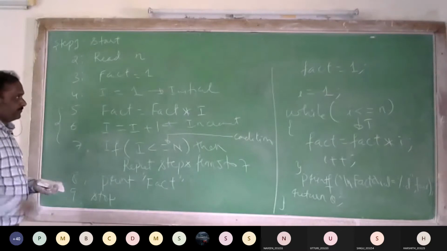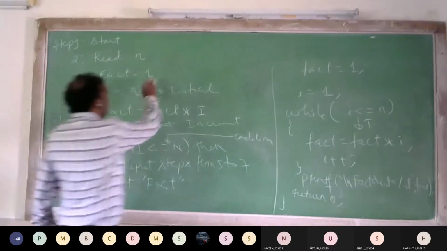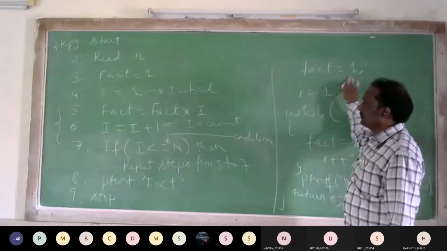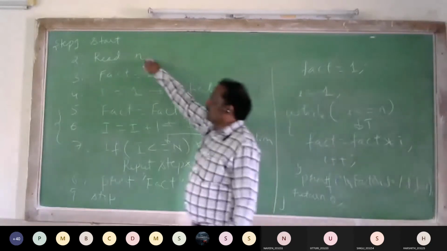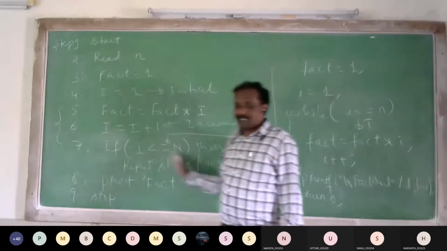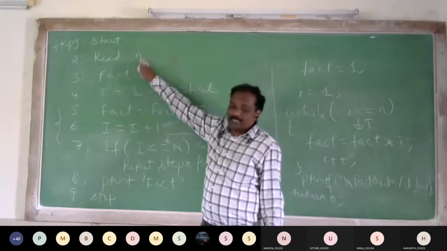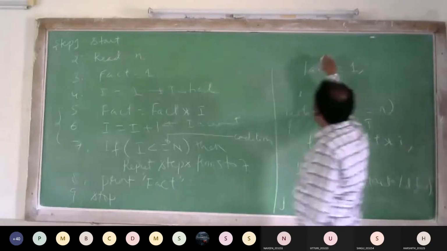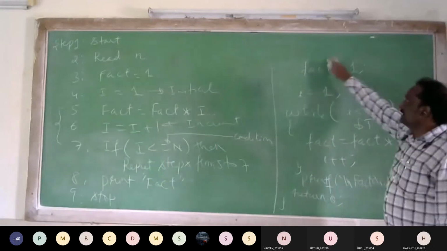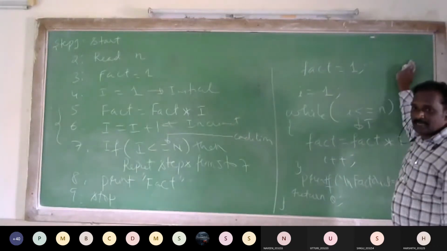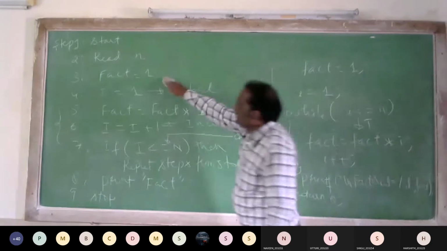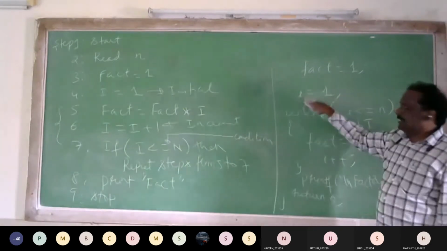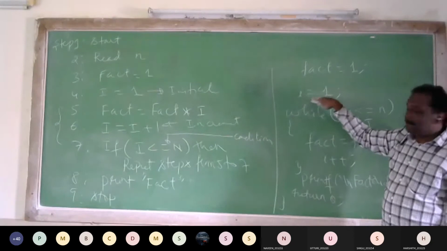Now, fact is equal to 1, I have written here. How have I written read n? In the program we write printf enter n value, scanf address of n. This fact equal to 1 is the initial value of the factorial. And this is the initialization of the variable I.